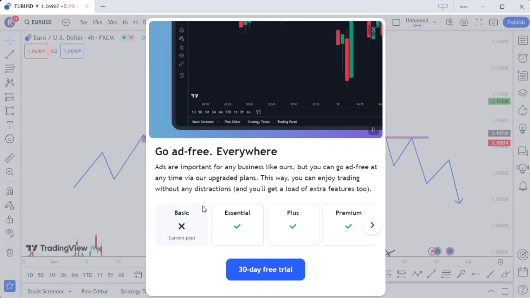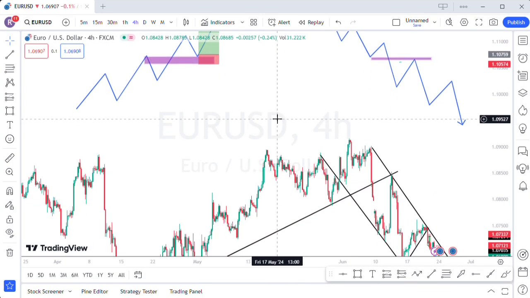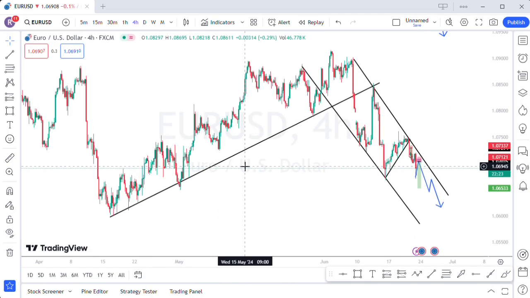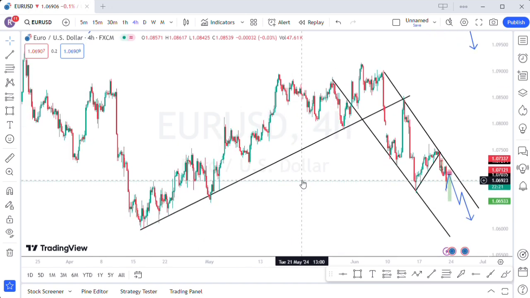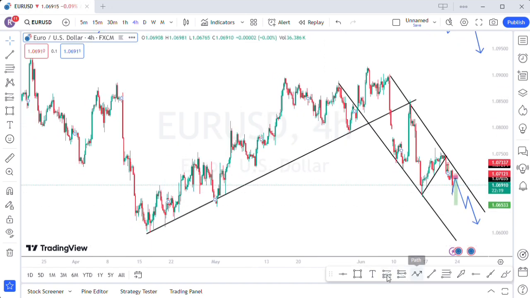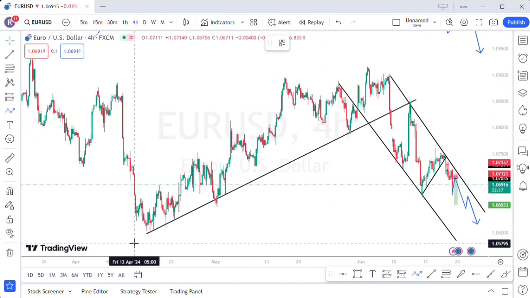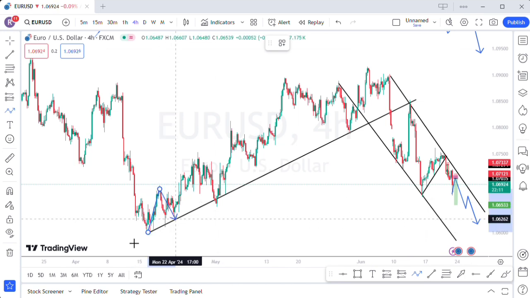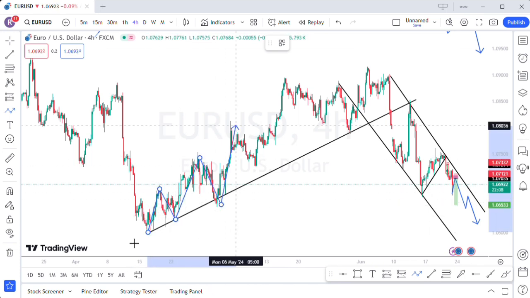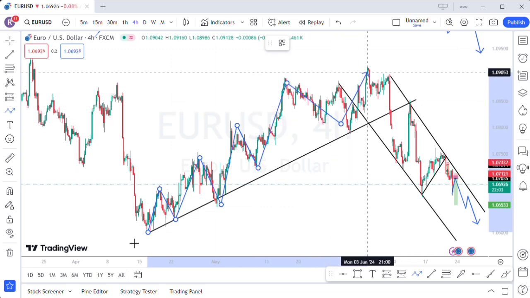So let me show you a real forex market example, the real chart. Let me go to the real chart and show you how this market behaves. The market forms higher lows in a bullish scenario like this: higher lows, higher highs, higher lows, higher highs.